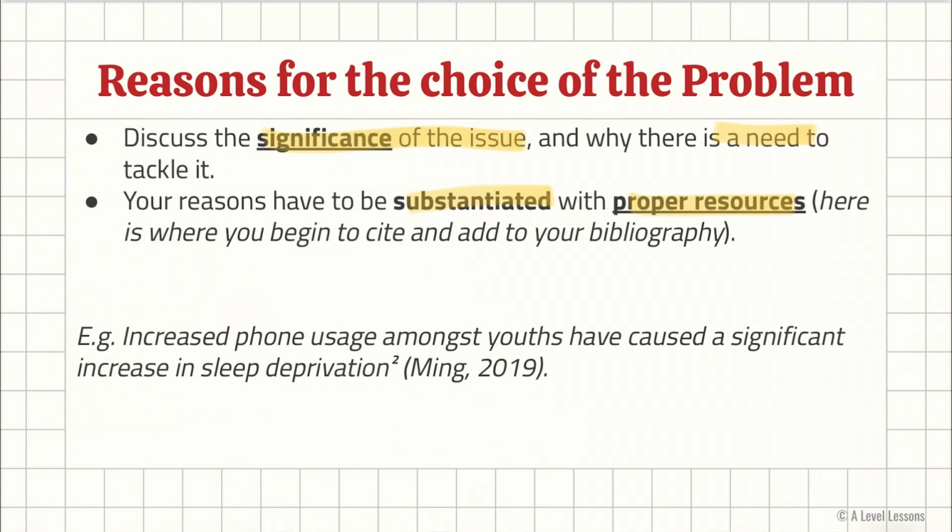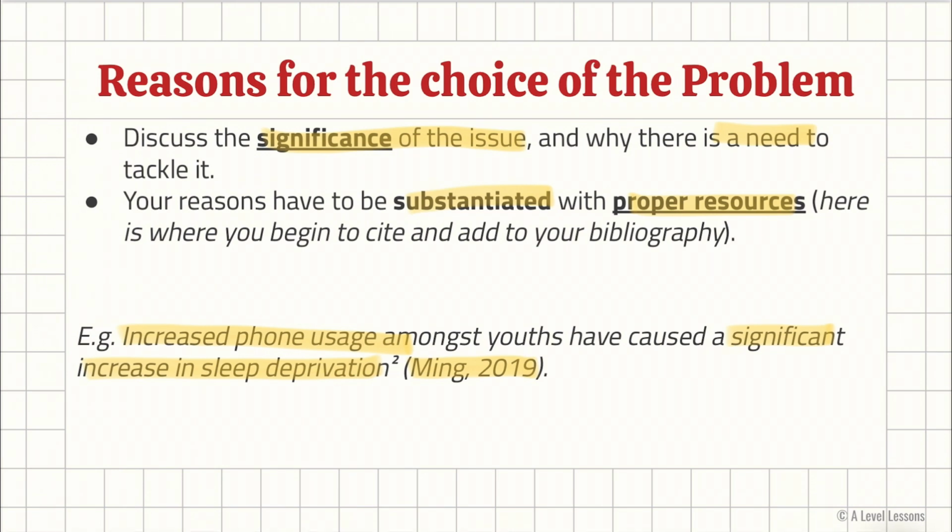So an example over here would be, increased phone usage amongst youths have caused a significant increase in sleep deprivation. And then you have got your little superscript 2 over there, which stands for a reference to a certain resource, which you will have in your biblio. And of course, you can state who it was written by, what this article was from. So for example, Ming 2019. This is all usually going to be automatically populated when you add in various resources to your biblio.